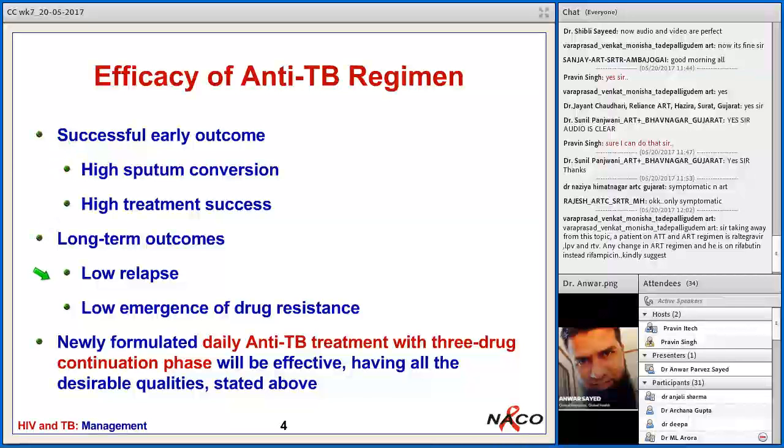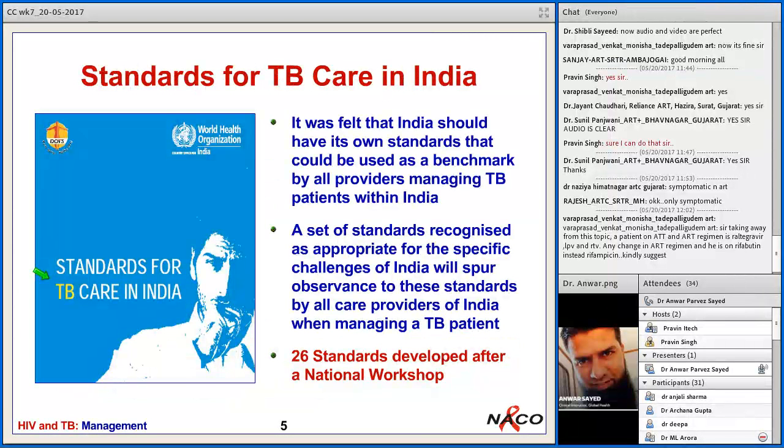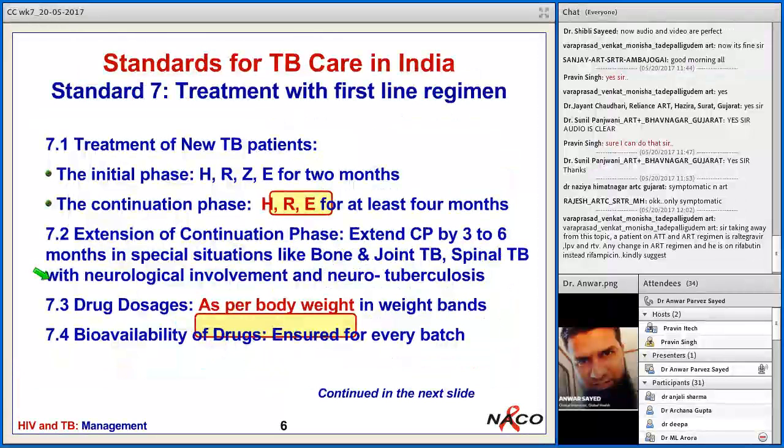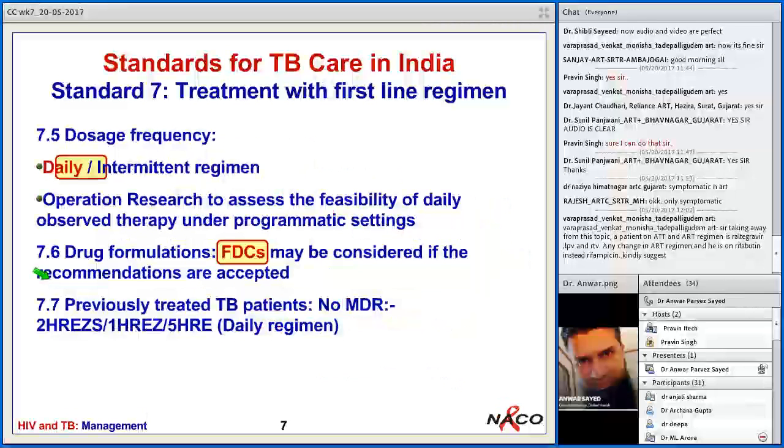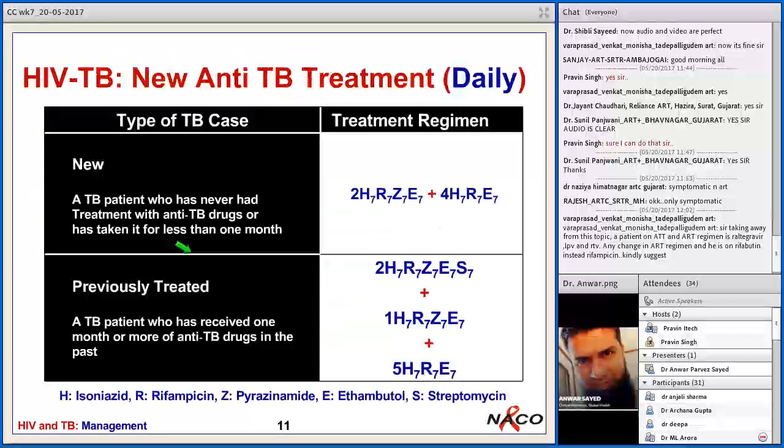and achieves these desired results. So standards of TB care were revised, and there are 26 standards which were developed by the National Working Group during the national workshop, out of which standard 7 is for treatment, in which I'll just read out the new changes. In continuation phase, we are giving INH, rifampicin, ethambutol. Drug doses are given as per body weight. Unlike earlier, when we used to give less than 30, more than 30, now there are weight bands. Instead of intermittent, now daily dosing is given. Instead of separate pills, now fixed dose combination of drugs is given.